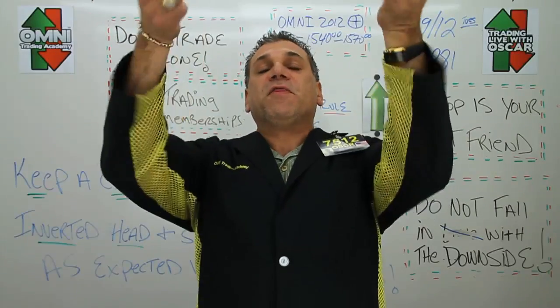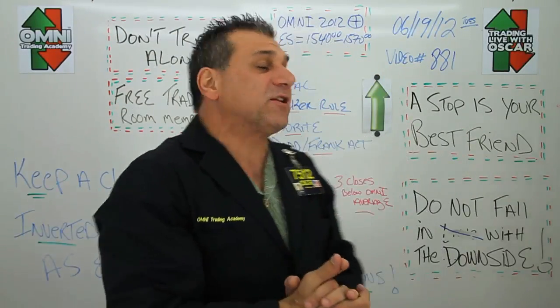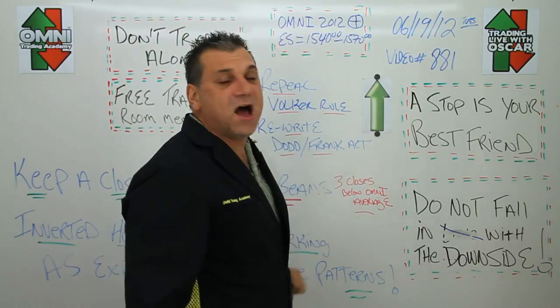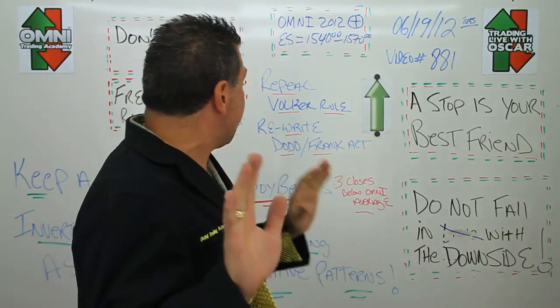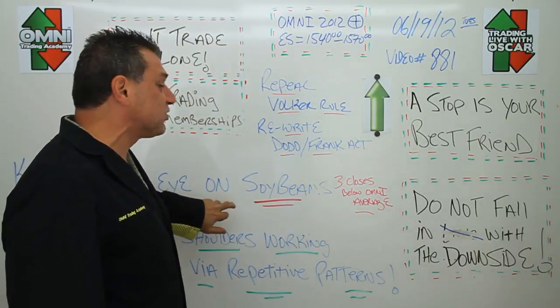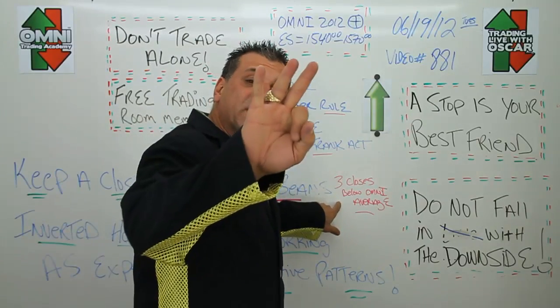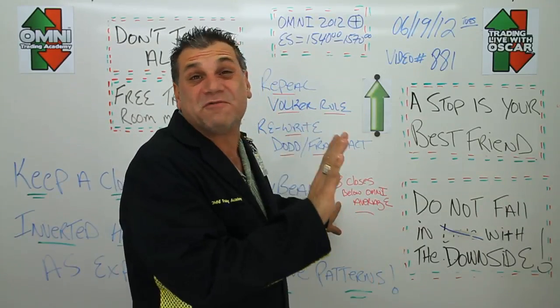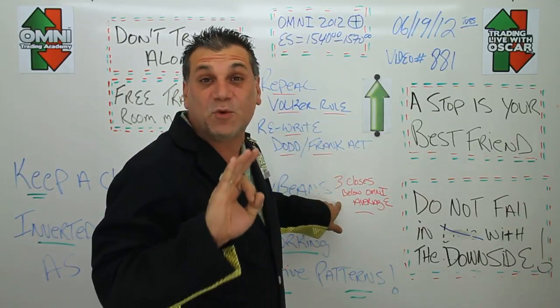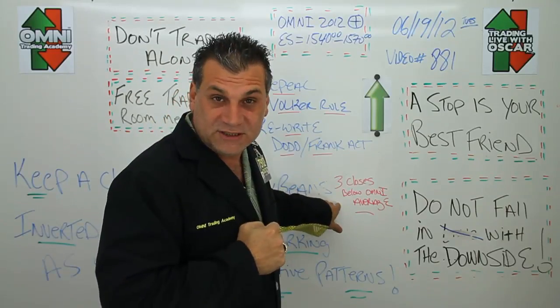So traders, there is a look at the technical picture of why we have the green OMNI in U.S. indices, and why we need to watch the soybeans. Remember, those three closes below the OMNI average was very significant last time, so we have to watch that. We have three closes now.